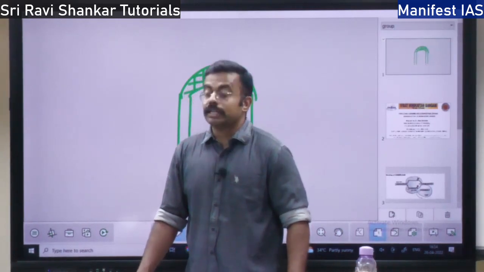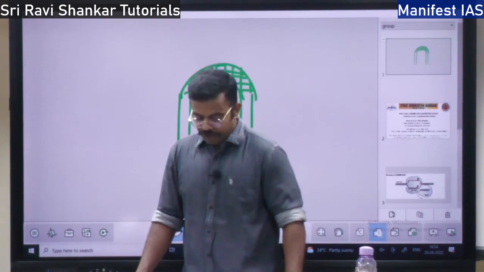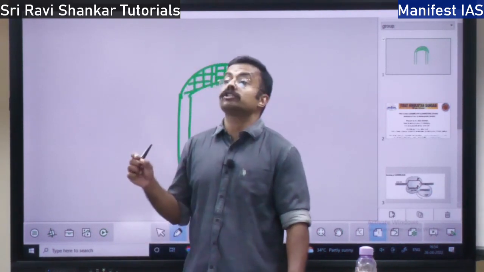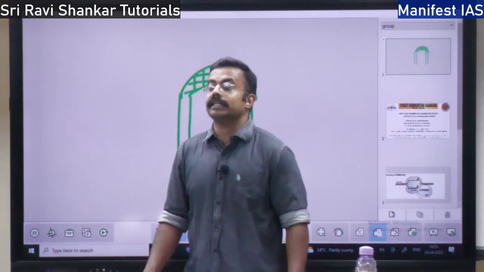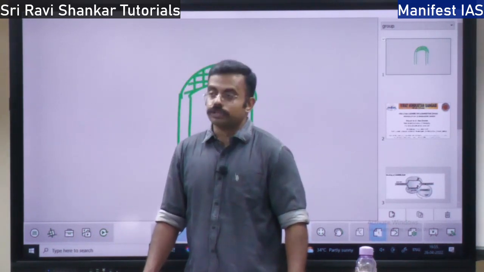Then in the ocean, fish is the indicator species. Also lichens. On the terrestrial side, lichens act as an indicator species. They indicate air pollution. Very good.